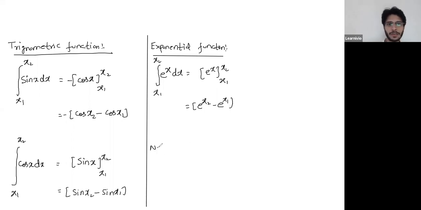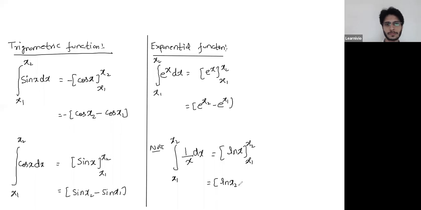The third important integral is the integral of 1 by x. If you're integrating 1 by x, then the integral of 1 by x is log x. The limit is from x1 to x2. So it's log x, upper limit minus lower limit. So that's simply log x2 minus log x1. Okay, just note it down.